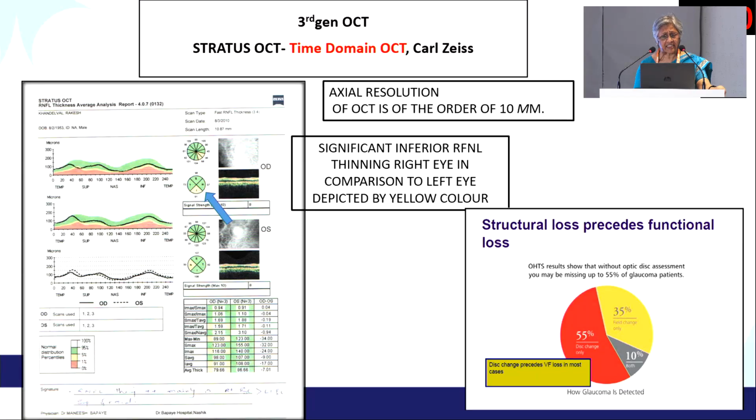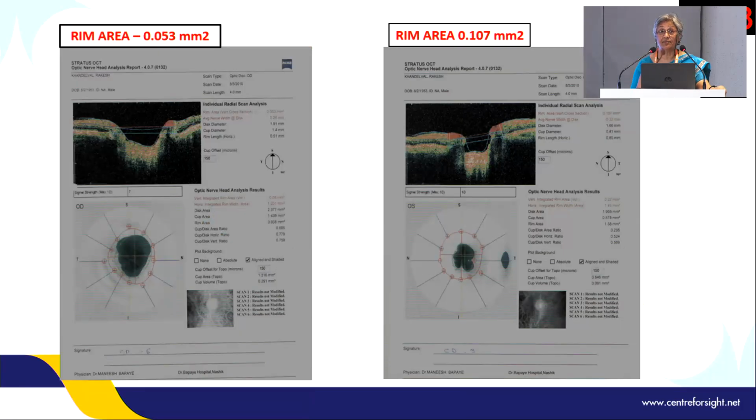We find that there is significant inferior RNFL thinning in the right eye in comparison to the left eye, depicted by yellow color. Is that significant? Of course it is, because we know that structural loss precedes functional loss. So you might find that the field is absolutely normal, but OCT is giving us some information.